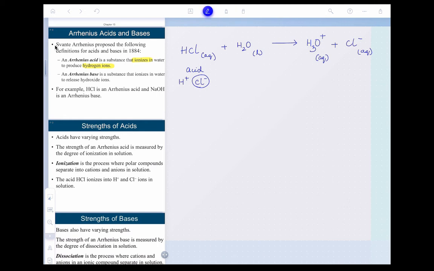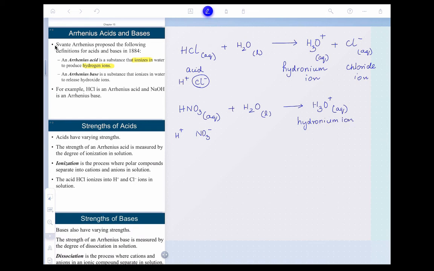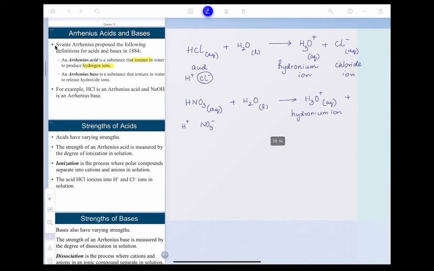Now this, of course, is called the chloride ion. This one is a new word for us. This is called the hydronium ion. Let's try another example. I'm going to take nitric acid and add it to water. Now this contains H+ and NO3- ions. Those are the nitrate ions. H2O is going to grab the H+. Same kind of addition is going to give us H3O+. That's our hydronium ion, plus you're going to get the nitrate ion.